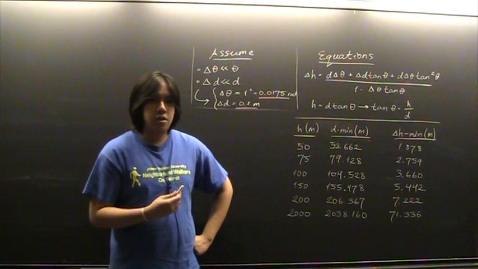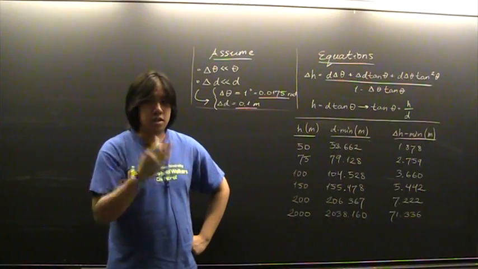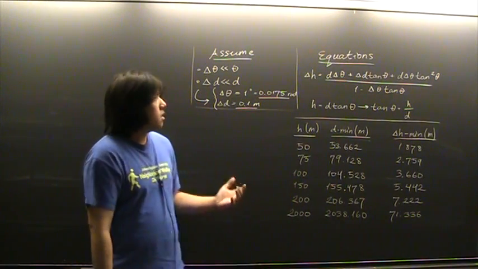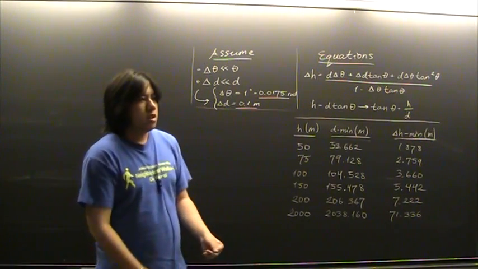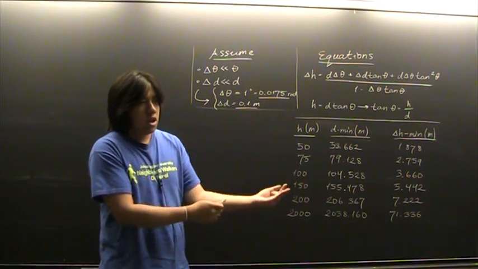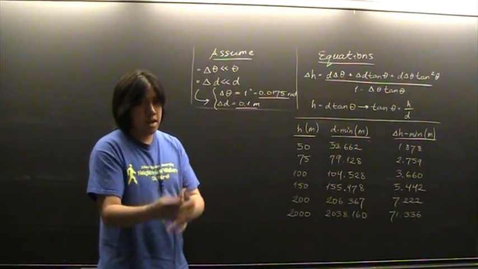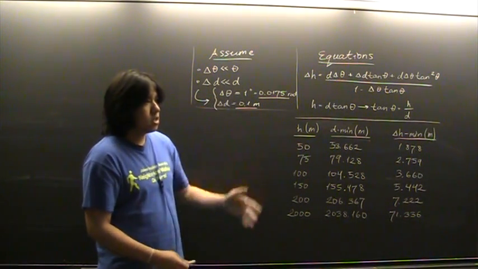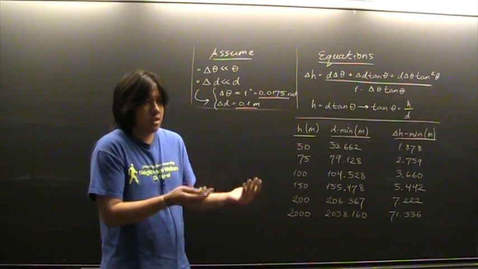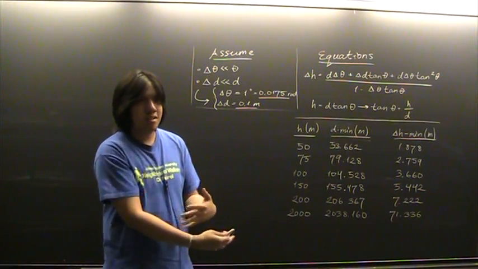So for this entire derivation, we're going to assume two things that should be kind of intuitive. First is that delta theta is much less than theta, as in for the angle that you're measuring, your error is not going to be of the same magnitude or anywhere near that. Same thing with delta d. So this just means that you're measuring things competently.